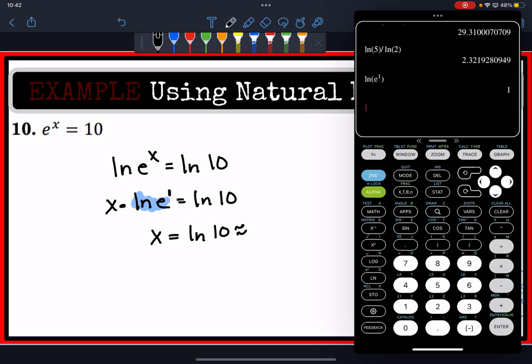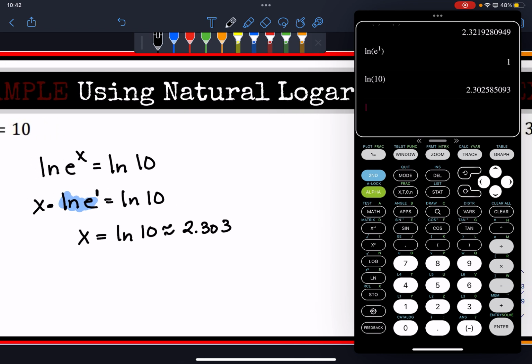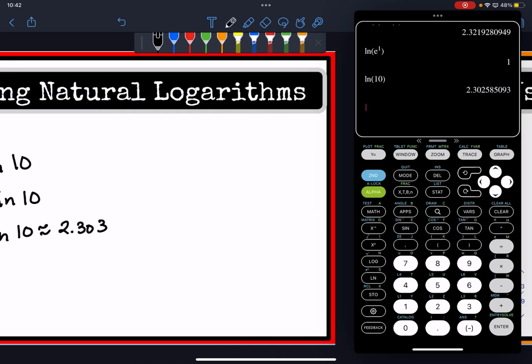Let's approximate that answer. 2.303 is the approximation. Let's do some more examples.